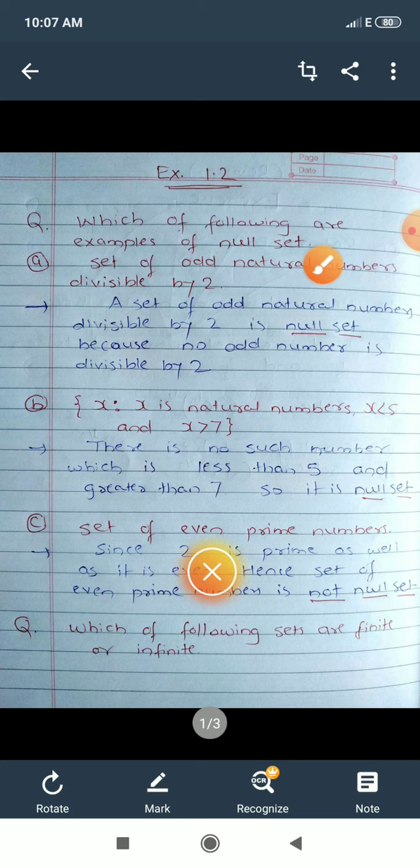null set? Now, dear students, before going to say which is a null set, we must know the definition of null set. Null set is a set having no elements within it, which is called the empty set as well.